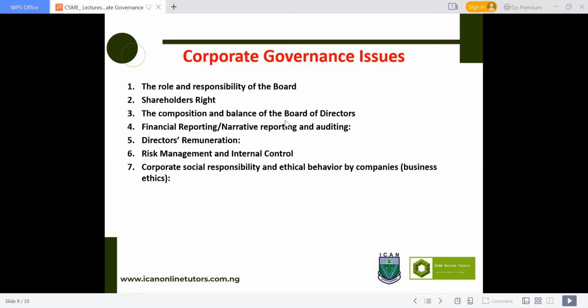Director remuneration is also another important issue in corporate governance. The director also needs to be well paid. You need to pay them. They are working on your behalf. So if you are a shareholder now, and the director wants to increase that remuneration, once you analyze the financial performance very well and you think that you're okay, vote in support of that.